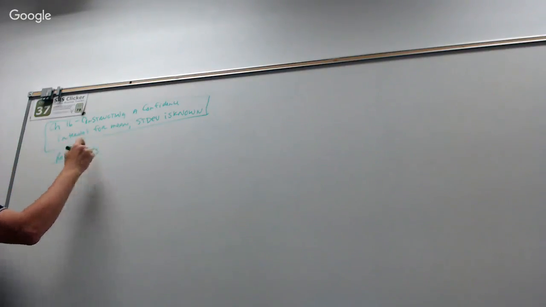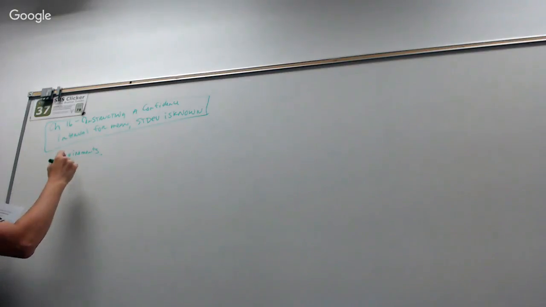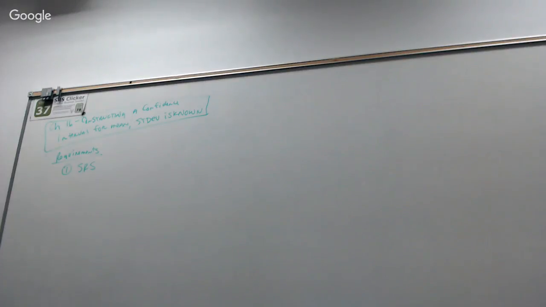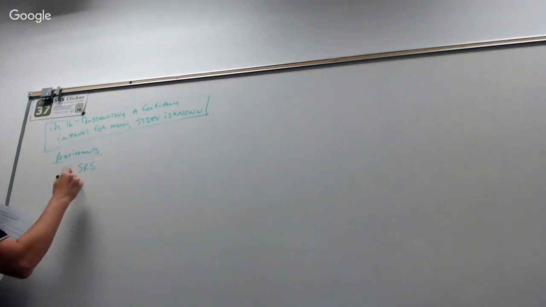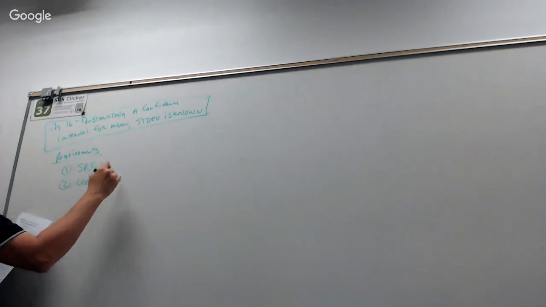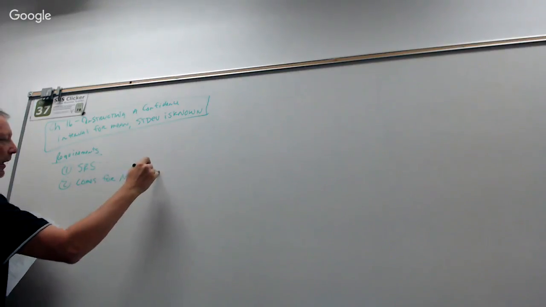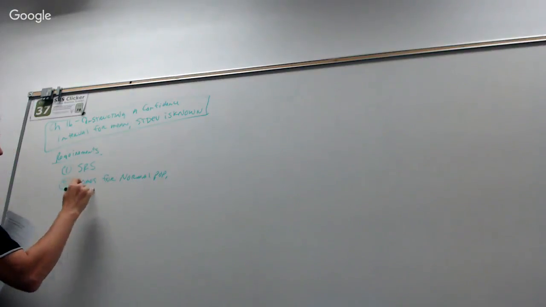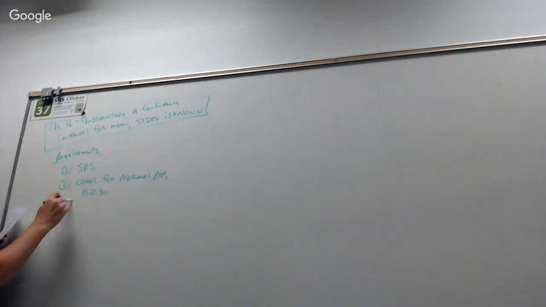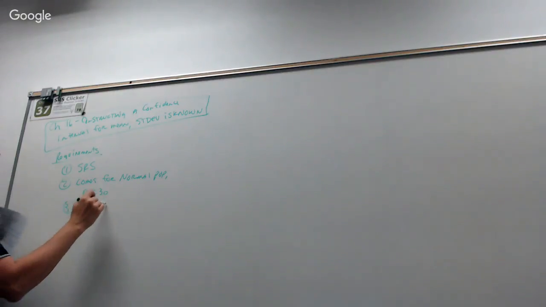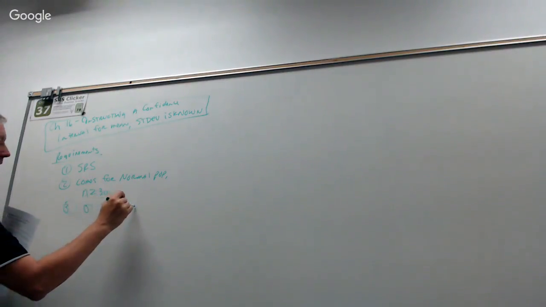Okay? So let's talk a little bit about the requirements. Number one, the data must come from an SRS. What is an SRS? Simple random sample, okay? Must be a random sample. Number two, it comes from a normal population, and your n has to be greater than or equal to 30. Number three, sigma is known, okay?